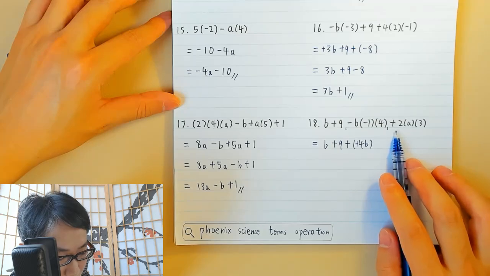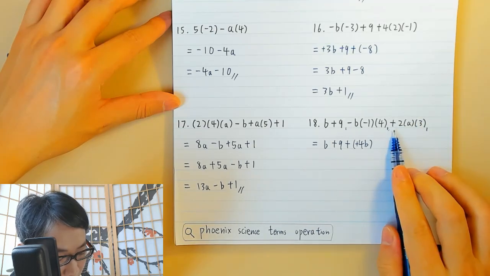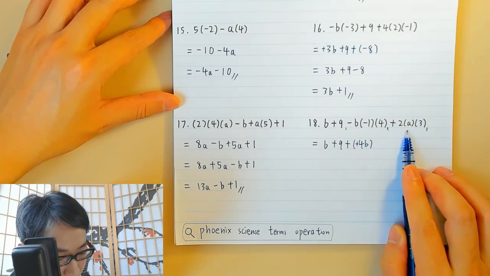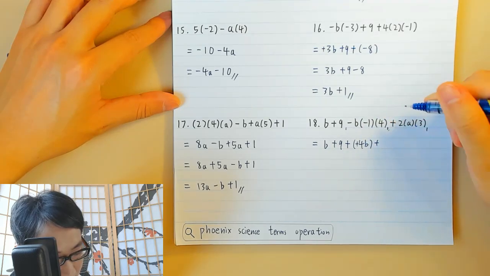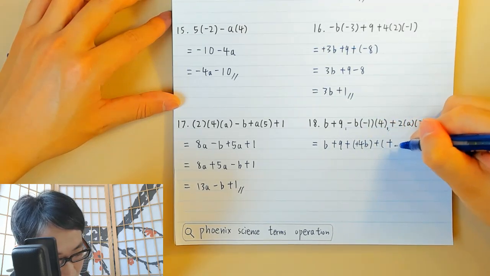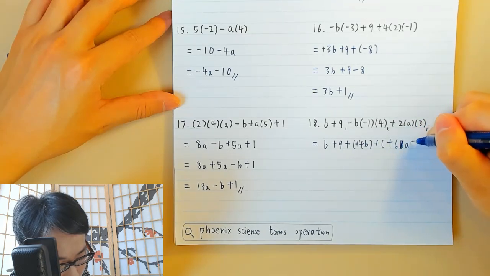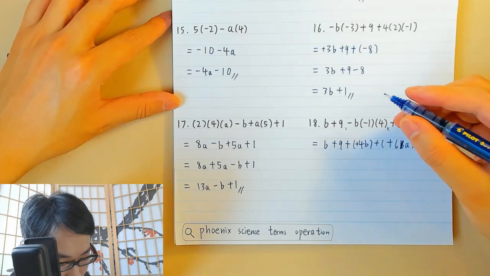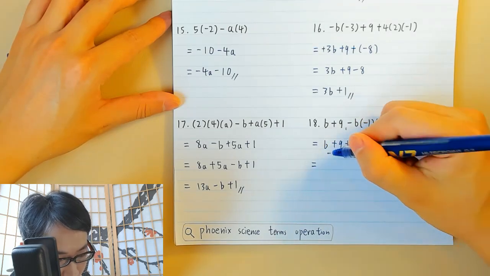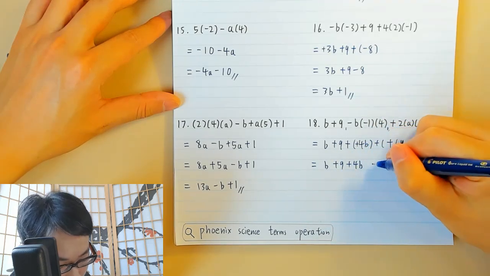And then the fourth term is anything from here to here. So this will be a positive 2A times 3. 2 times 3 is 6. So we have 6A. Everything is positive. So we are adding, this term will be a plus 6A. Okay. Then we simplify this. Plus does nothing. So B positive 9 plus 4B plus 6A.